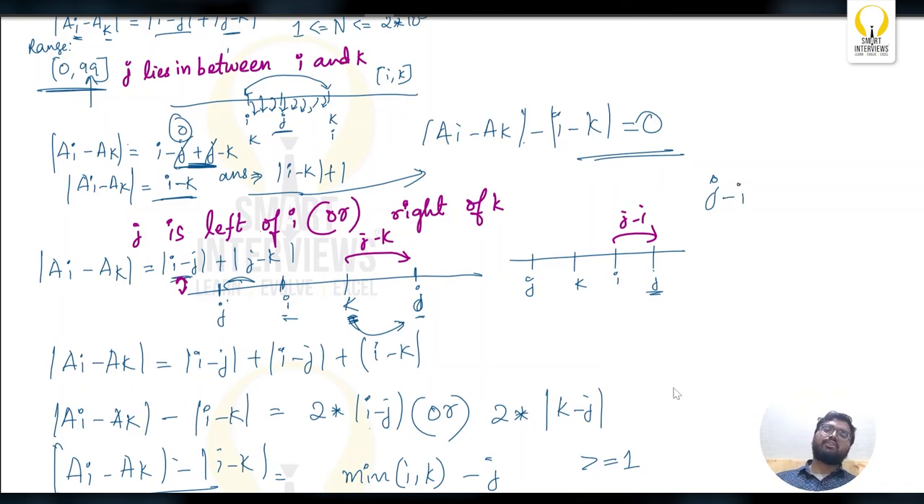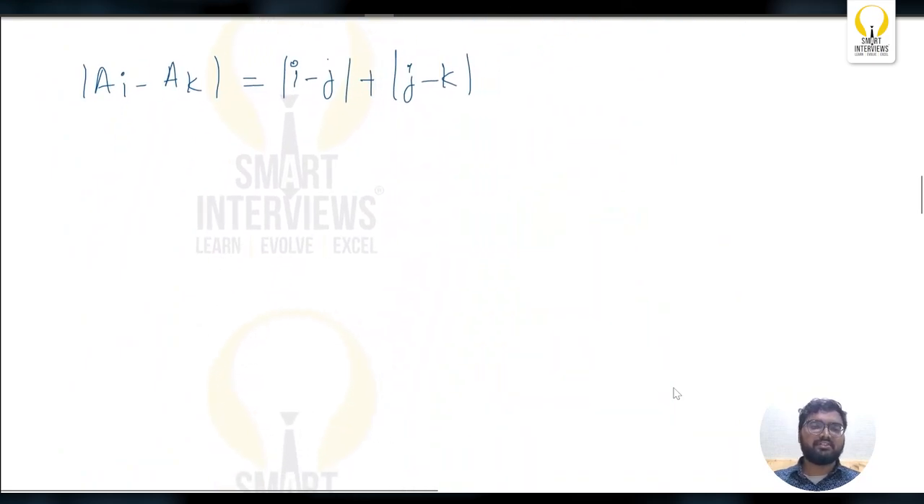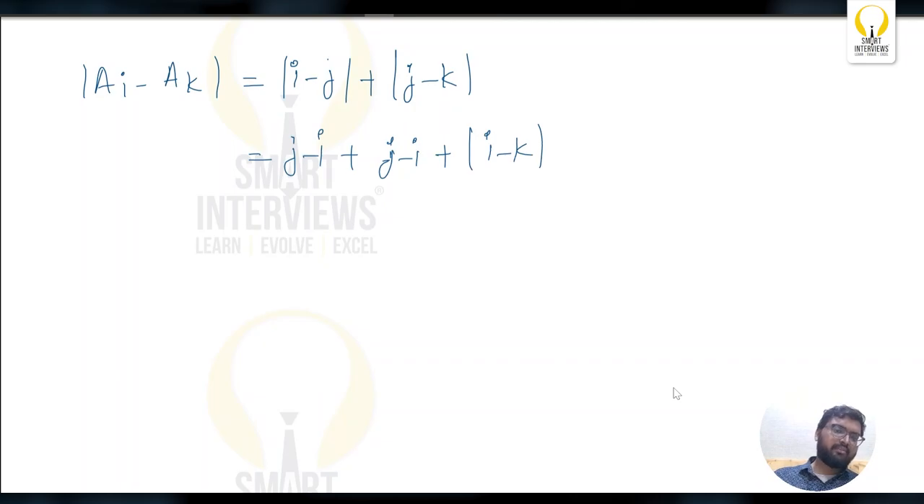So whenever you remove the modulus like this, if this is negative, we'll write simply like this, j minus I. So we'll write the same thing here, it will be j minus I. If you remove the modulus here, it will be j minus I here, and I minus k here. So a of I minus a of k.